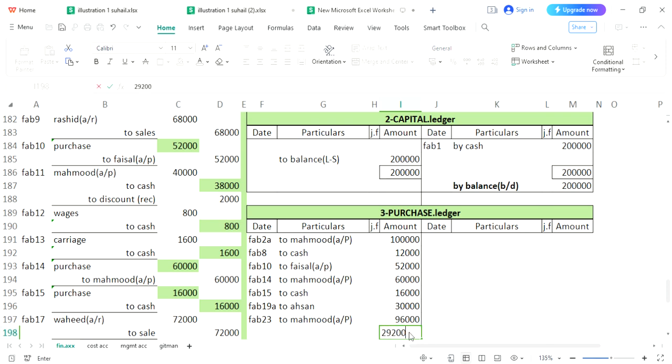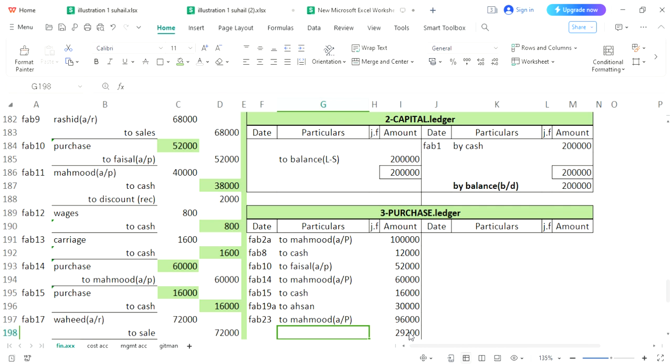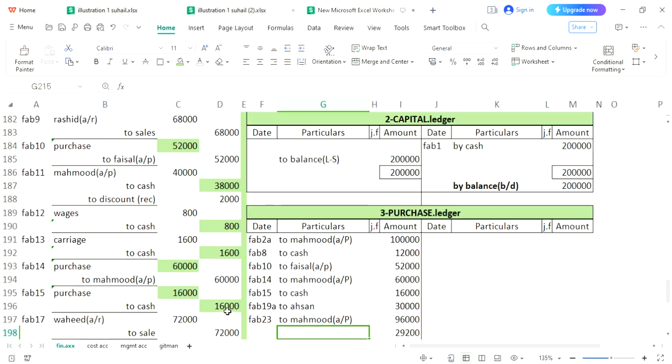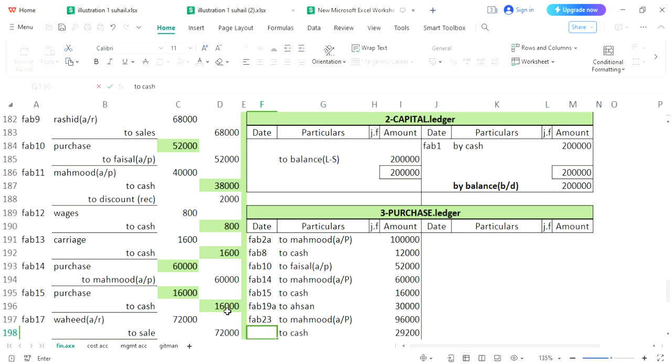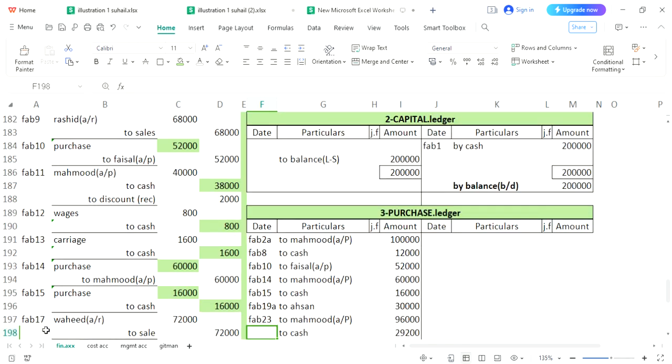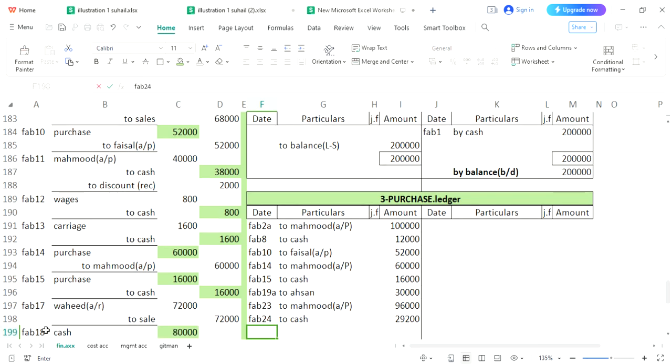29,200 would be written on the debit side as it was debited in the journal entry 29,200. Now see its reference. What is written on the opposite side? To cash. Pick "to cash" and write it as a reference in the particulars column. 29,200. See its date, it's February 24. Put the date February 24 as well.